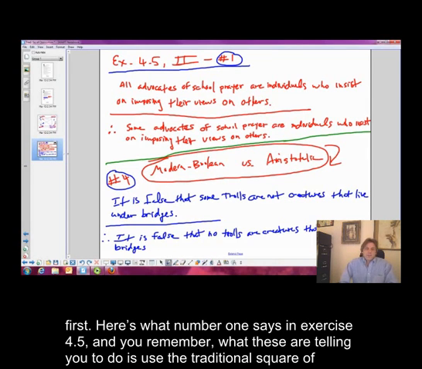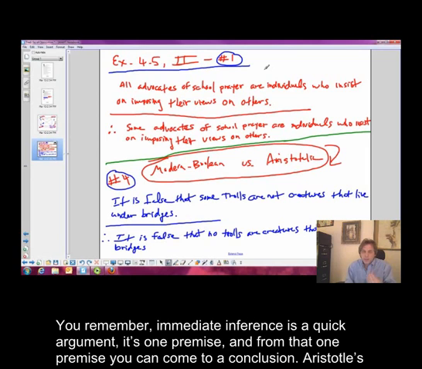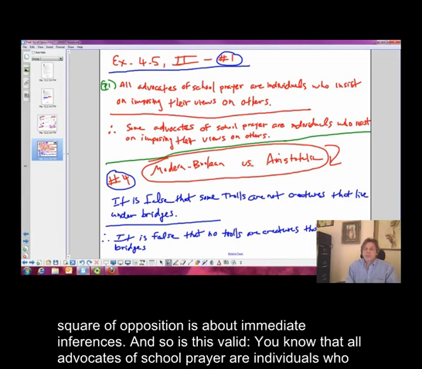Okay. Here's what number 1 says in exercise 4 or 5. And you remember what these are telling you to do is use the traditional square of opposition to determine whether the following immediate inferences are valid or invalid, and name any fallacies that are committed. Okay, you remember an immediate inference is a quick argument. It's one premise, and from that one premise you can come to a conclusion. Aristotle's square of opposition is about immediate inferences. And so, is this valid?